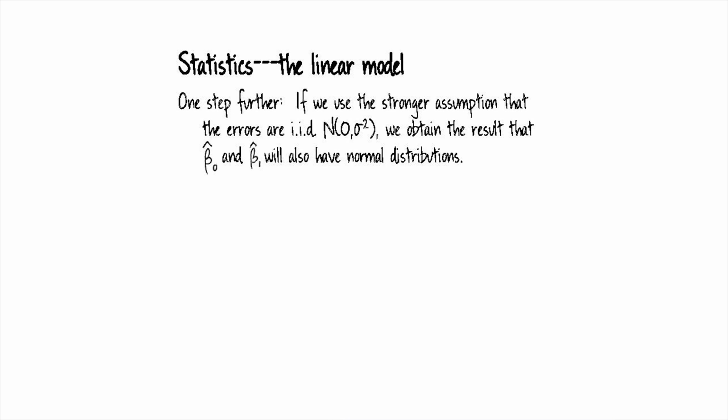Okay, so one step further, if we use the stronger assumption that the errors are IID normal, 0 sigma squared, then we obtain, in addition, so we already have the mean and the variance and the covariance of these two estimates, but we also have that they have normal distributions if the errors have normal distributions. Okay? So if we're willing, or if we feel like imposing that extra assumption of normality of errors, then what we get out of it is normality of our estimators. Okay?